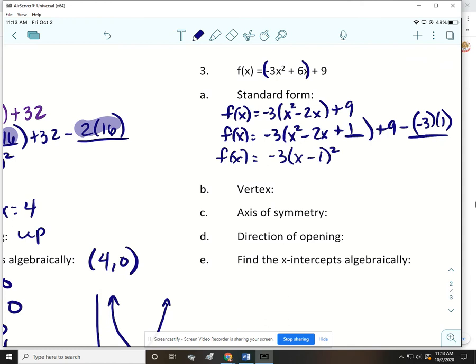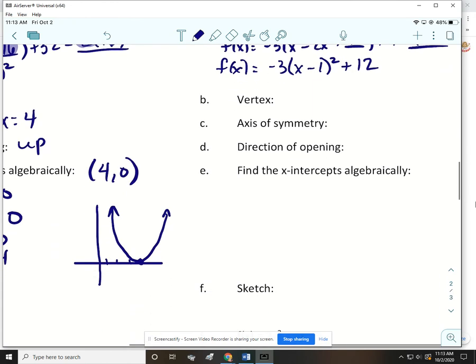All right, so we're basically subtracting -3. 9 minus -3 is 9 plus 3, which is 12. Okay, so that's going to make our vertex (1, 12). That's going to make our axis of symmetry x equals 1. This one, because there's a -3 in the front, is going to open downward.